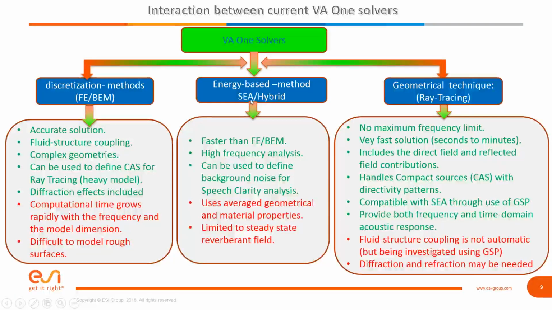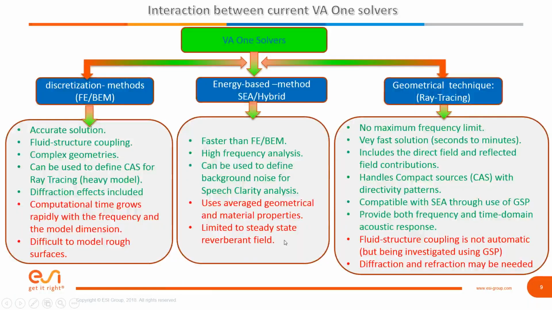On the SEA side, you've got a lot of advantages, but again, this is a very different physics from BEM or ray tracing. So SEA can be faster than BEM. Good for high frequencies. We still use SEA for the background noise, the late reflections, the reverberant noise for speech clarity. But remember, this isn't following the same physics for propagation as ray tracing or BEM. We're using average properties, so we don't have individual point responses. We don't have individual sections of a cavity being shown to be louder or softer or any phase effects.